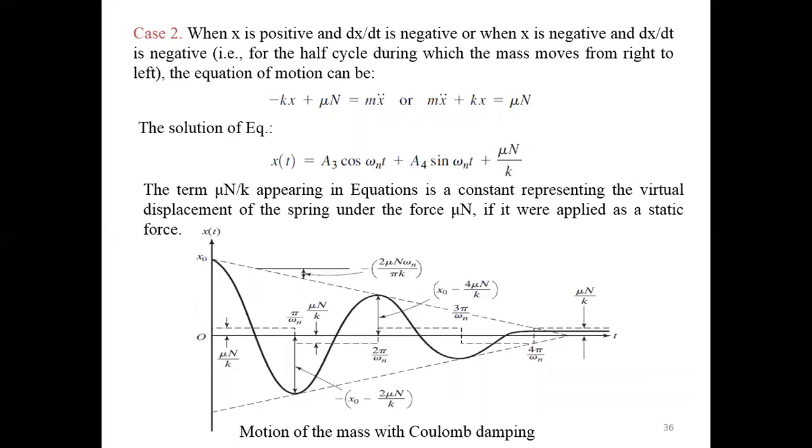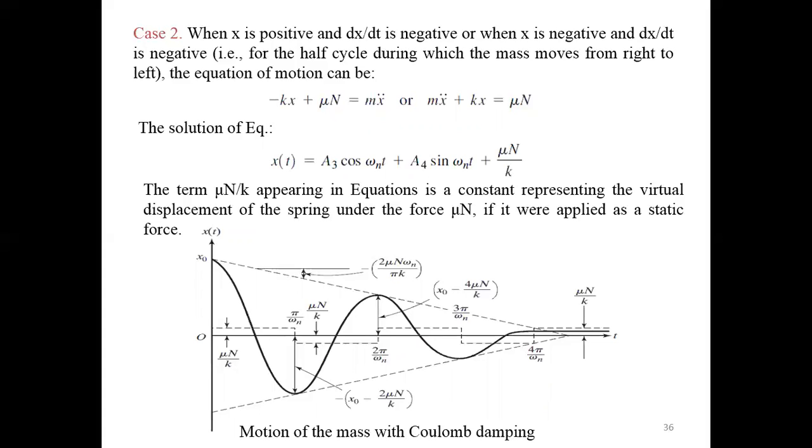Case 2, when x is positive and dx/dt is negative, and when x is negative and dx/dt is negative, then the equation we can find is m x double dot plus kx is equal to μN, and from the equation of motion we can find x with respect to time equal to A1 cos ωn t plus A4 sin ωn t plus μN by k.